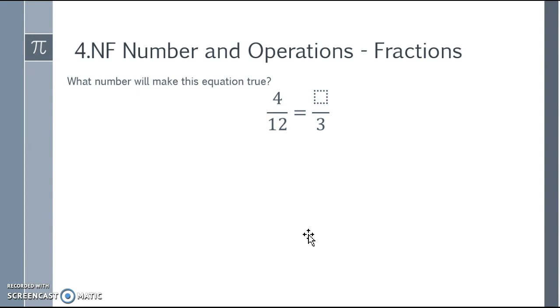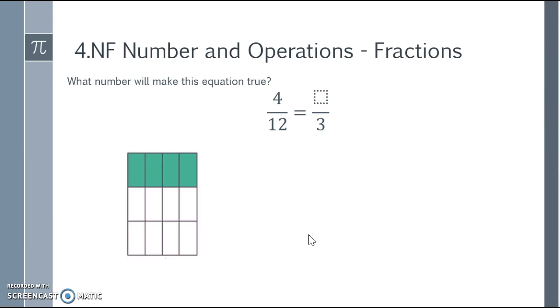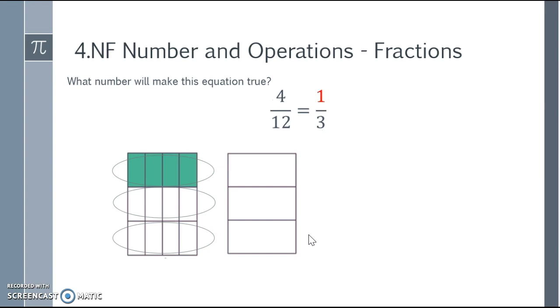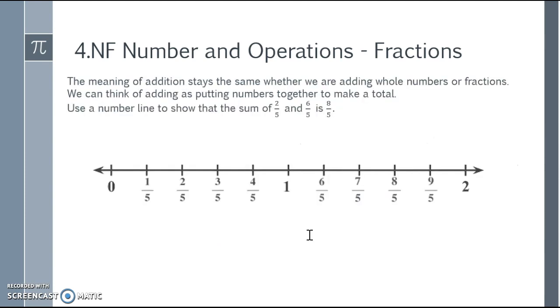Instead, let's use an area diagram. So currently I have 4 1/12 shaded. I also see that this kind of separates naturally into thirds. The top, the middle, and the bottom layer represent thirds. And I see of the ones that are shaded, only one of the thirds is shaded. So therefore, 4 copies of 1/12 is the same as 1/3.